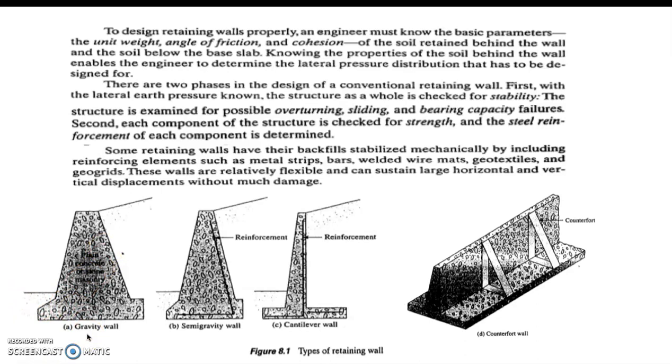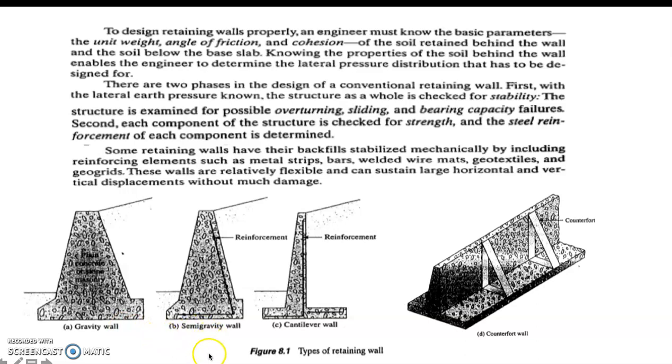These are constructed with plain concrete or stone masonry. They depend for stability on their own weight and any soil resting on the masonry. The type of construction is not economical for high walls. So this is basically the illustration for a gravity wall.